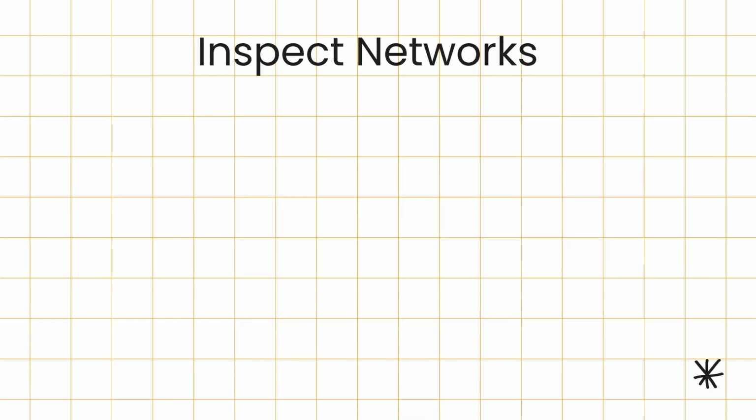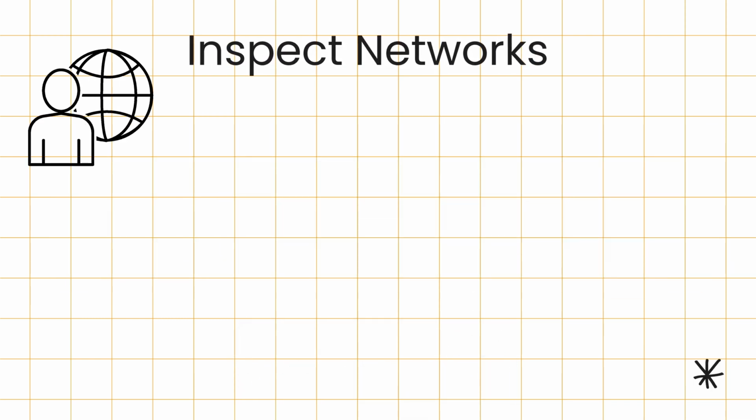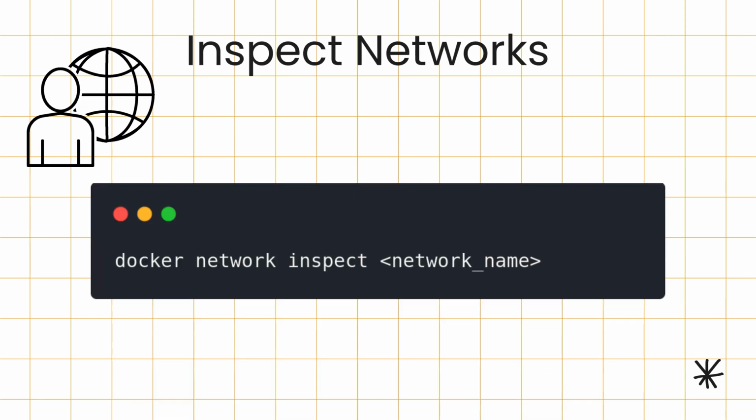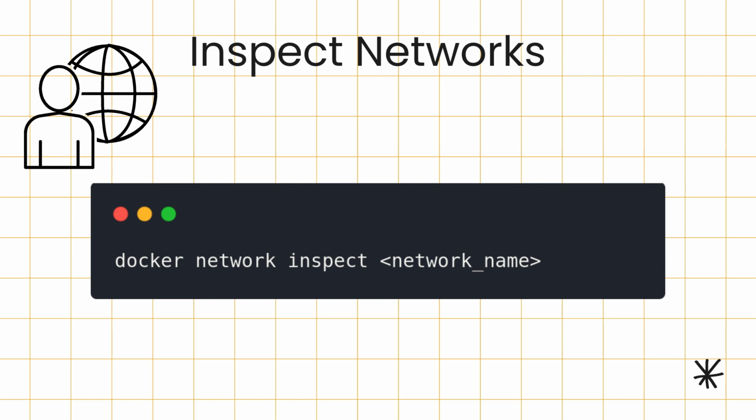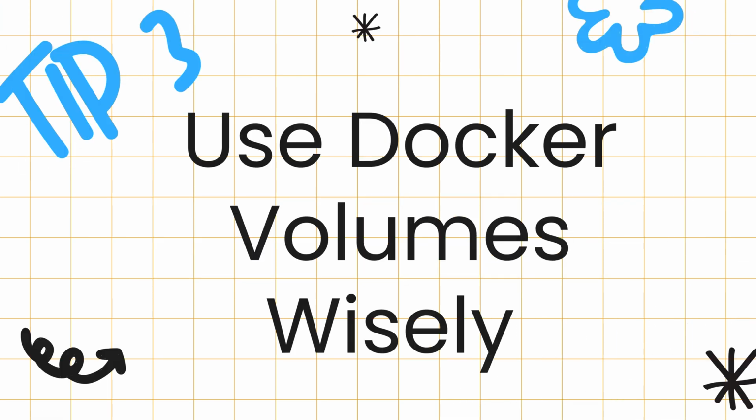Inspecting Docker networks is key to troubleshooting connectivity issues. Use docker network inspect followed by the network name. This lets you check IP assignments, view connected containers, and identify potential connectivity problems within your network. Tip number 3 is all about data management.